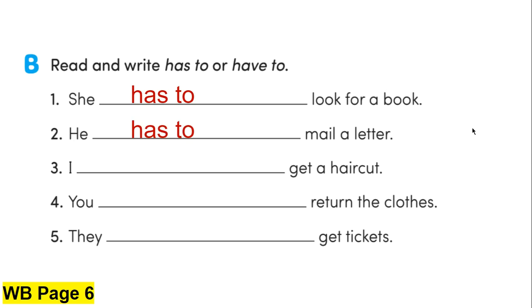Number 3, I has to or I have to. I have to. I have to get a haircut. Number 4, you has to or you have to. You have to. You have to return the clothes. And number 5, they has to or they have to. They have to get tickets. Okay, now remember I, you, we, they, we use have to. And he, she, it, we use has to.